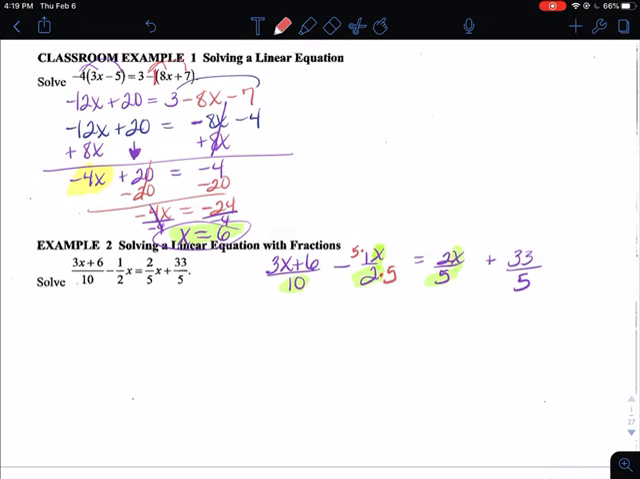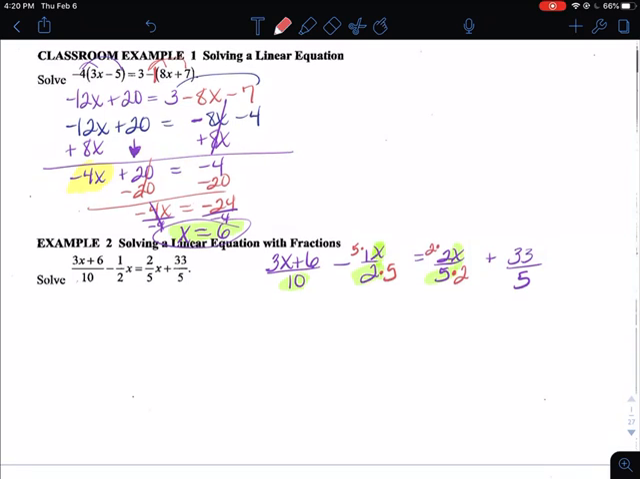When I get over here to the other side of the equation, I'm going to multiply this 5 by 2 because 5 times 2 is 10. But again, what you do to the bottom, you must do to the top. And then when I get here to this 33, multiply the top and the bottom by 2.